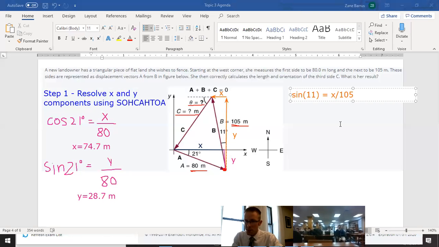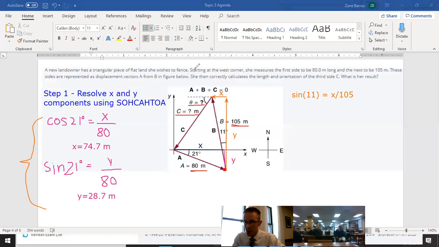So just be careful here that you don't mix this up. In this case over here, on the right-hand side, cosine gave us x, because the x component was my adjacent side. But in the case that we're doing right now, sine is going to give me my x, because my x component is now opposite my 11 degrees. So don't mix those up. You really got to be paying attention to which angles are opposite which components.